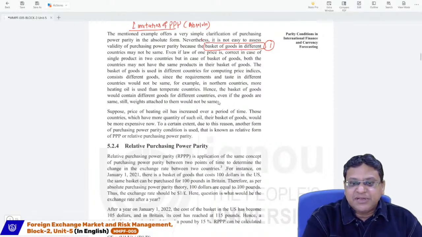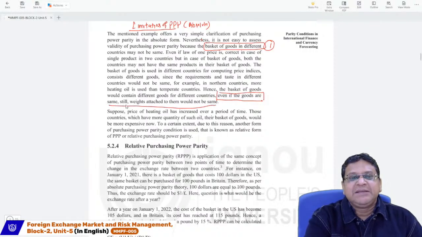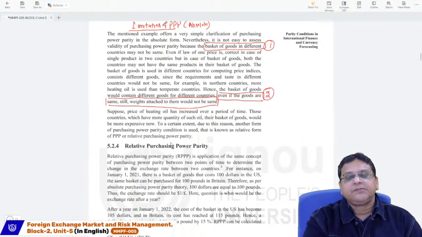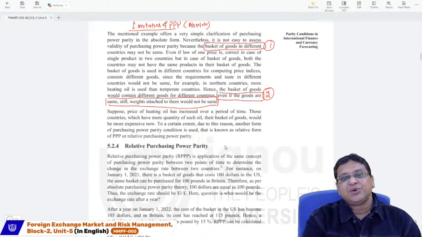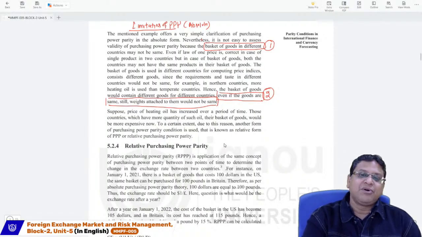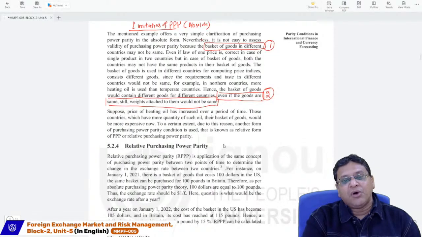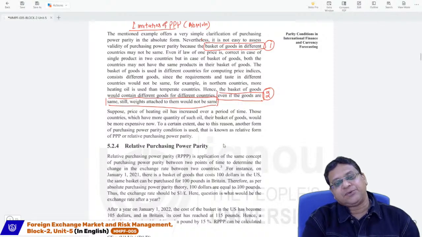And the second limitation is, even if the content is similar, the weight of the goods, weight meaning importance of the goods in the basket, may not be similar. So we cannot get a similar basket of goods consumed by the citizens in two different countries in the similar way. It is very difficult to find. So these are the most important limitations of the absolute purchasing power parity theory.